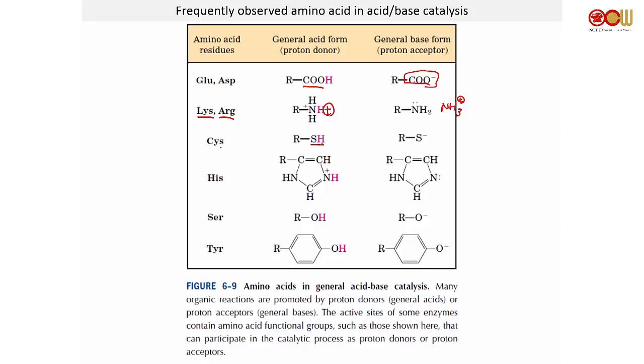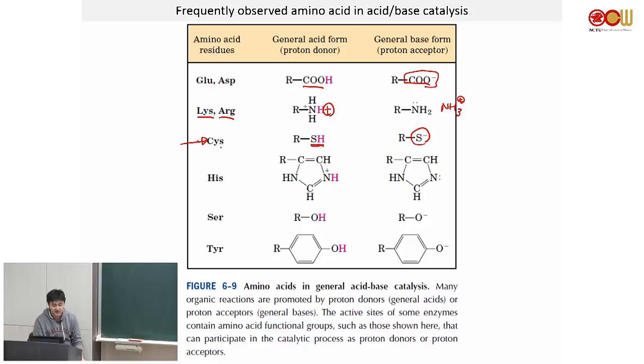Cysteine is a thiol. The pKa of cysteine is not very high, about 9, roughly speaking. So given the right surrounding, you can deprotonate the cysteine and make it into S-. Now, cysteine you will see almost everywhere. You will see a lot of cysteine catalyzed reactions because cysteine, when it's in the general base form, is a very, very good nucleophile.